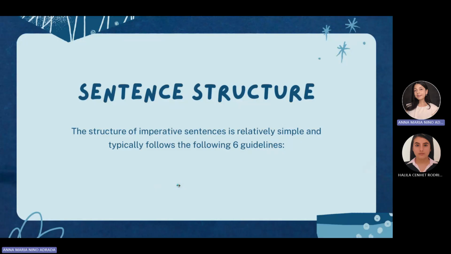We have the sentence structure, which is relatively simple and typically follows the following 6 guidelines. I'm going to do a very condensed overview of the 6 guidelines since we don't have a lot of time, but I will also just leave the examples here in the recording if you want to revisit them later.